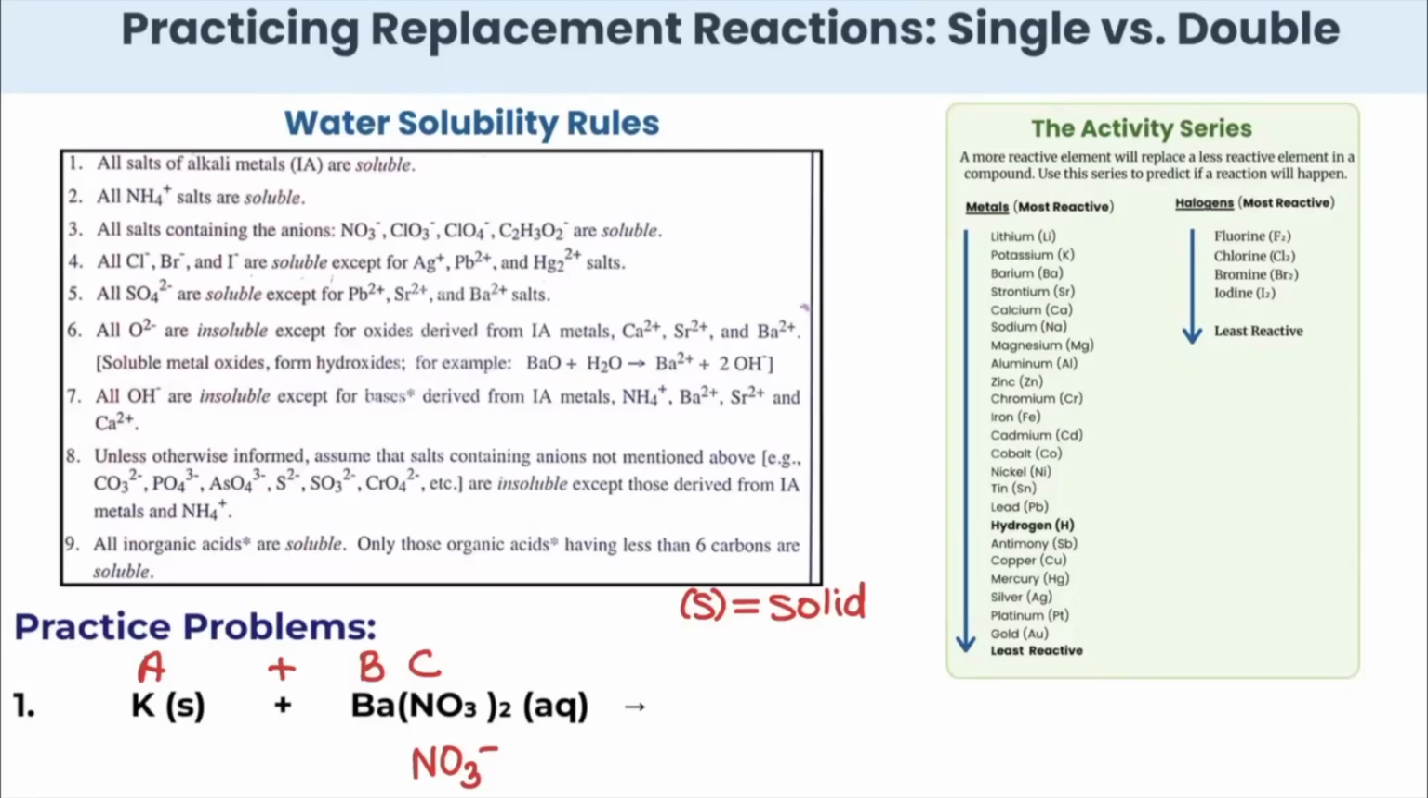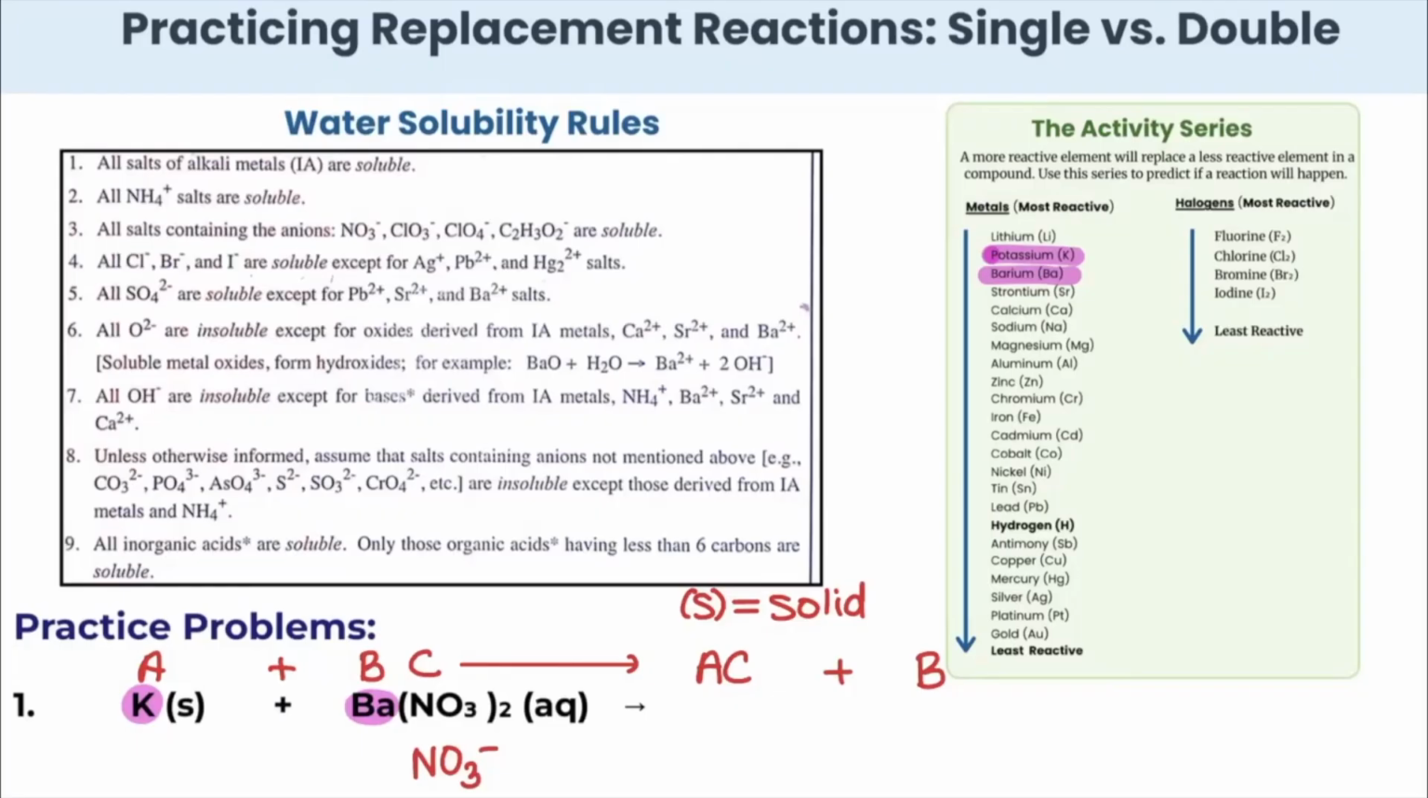But anyway, a single replacement reaction should follow that you produce AC and B, where A kicks out B. So here we're comparing two metals, our potassium and our barium. So the big question is: is potassium strong enough to kick out the barium? So we go to the activity series. Potassium is all the way near the top, and barium is below it. And remember, all teachers have different versions of this series, so I encourage you to use the one that your teacher gives you for your exams.